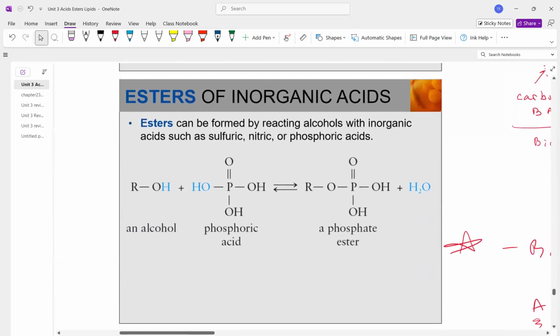Now, an ester requires an acid and an alcohol. We've only talked about organic acids to this point. You can also use inorganic acids like phosphoric acid. Phosphoric acid is found a lot in our bodies. Adenosine triphosphate, ATP, is an energy molecule. Adenosine diphosphate is also an energy molecule. So in the Krebs cycle, you enter into the electron transport cycle. Its function is to make ATP, and that's a phosphate ester.